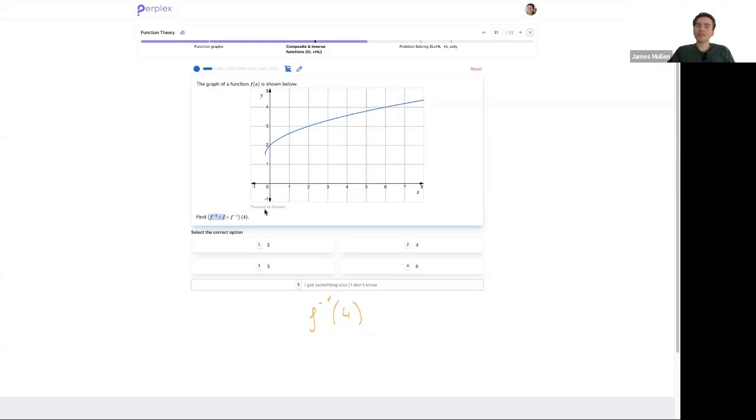And f negative 1 of 4 means solving the equation f of x is equal to 4. And to do that on a graph, I'm thinking about a horizontal line at y is equal to 4, and I can draw that better. And I'm trying to find where it intersects. And I find x is equal to 6. So that is my answer.